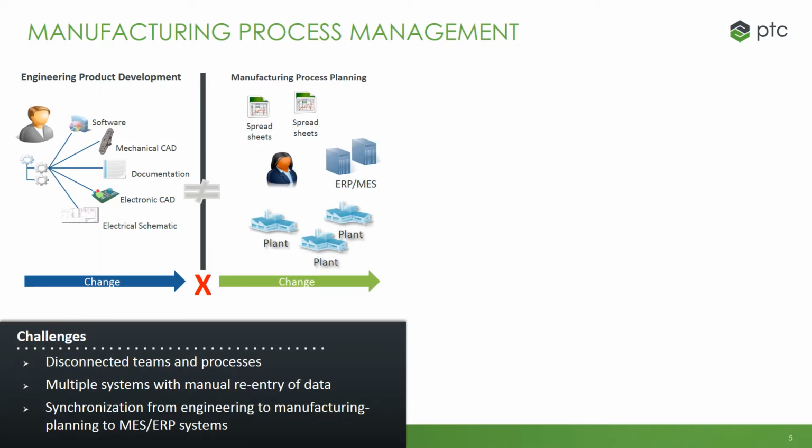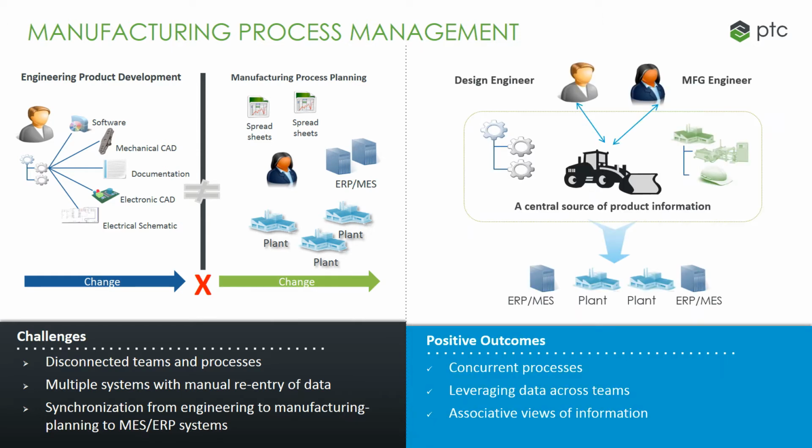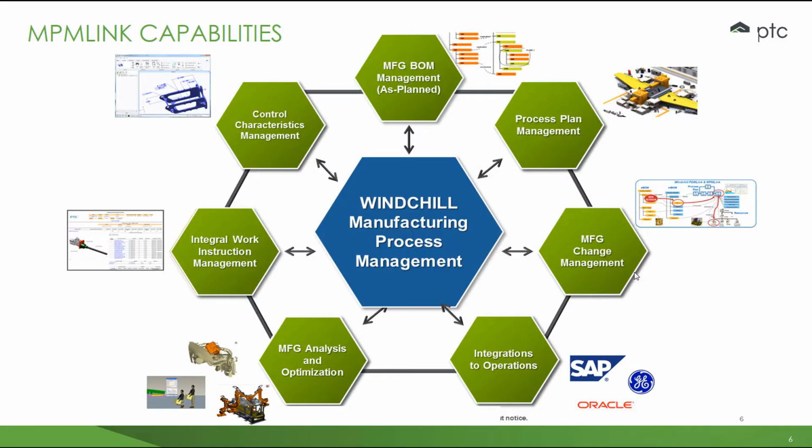Manufacturing process management is designed to break down the wall between engineering and manufacturing. It can address the challenges of disconnected teams and processes, multiple systems with manual reentry of data, and synchronization from engineering to manufacturing planning to MES and ERP systems. Positive outcomes of manufacturing process management are concurrent processes leveraging data across teams and associated views of information.